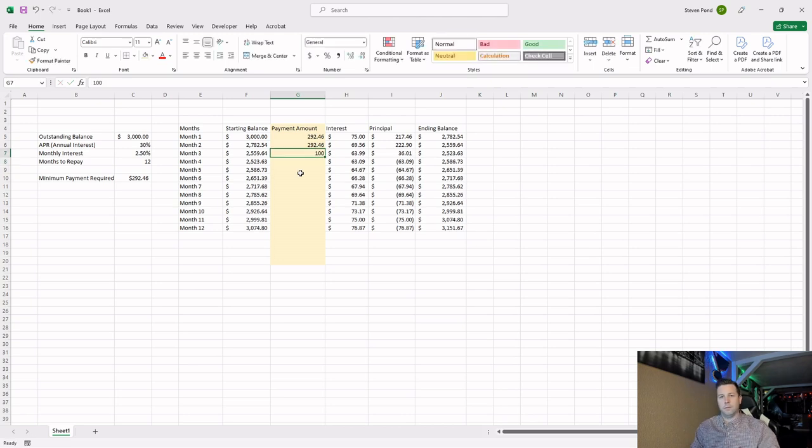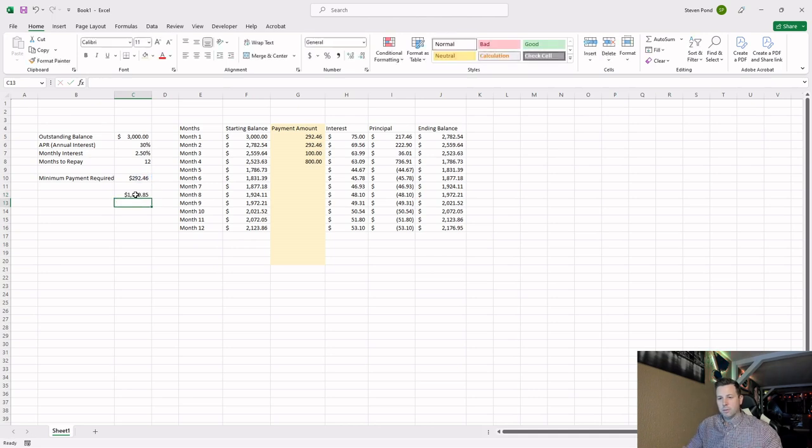Okay, so now officially you're falling behind, because the minimum to pay this off in 12 months is $292.46. However, in month 4 you get an extra paycheck, so you can put $800 towards this. Let's just see this. Now you've paid in total $1,500 and the minimum is $292.46.